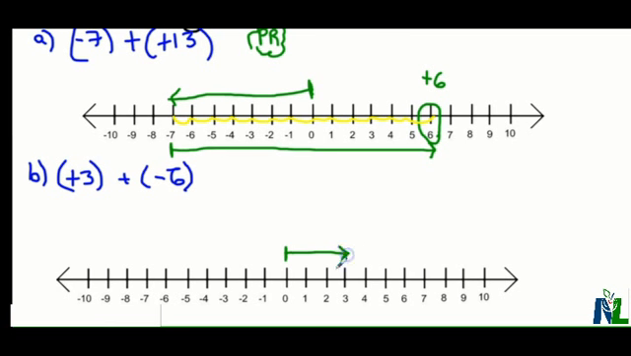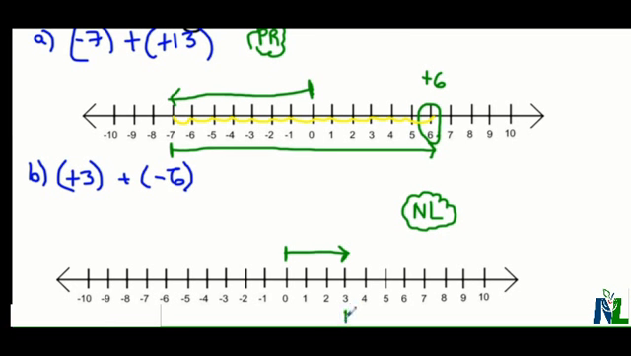Here's +3. Now, once I'm at +3, I need to add a negative. If you're going to add a negative, I need to move left. I got to keep that in the back of my mind. Add a negative, move left. All right. So we left off at our +3. Add a negative, I'm going to move left.